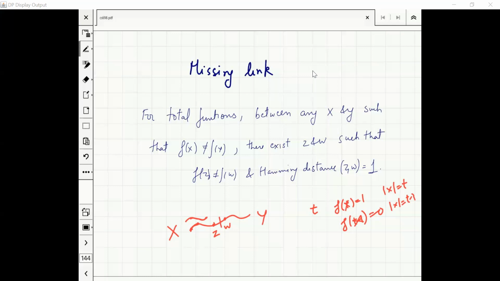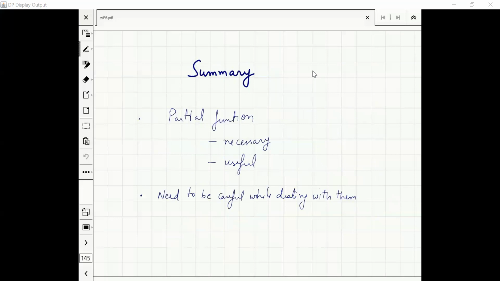Again, coming back to the summary, partial functions are necessary. We have to deal with them. They are very, very useful, but we should be careful while dealing with them. Many of the results which hold for total functions do not hold true for partial functions.